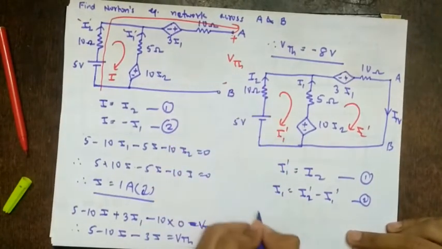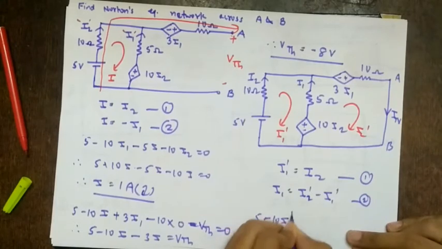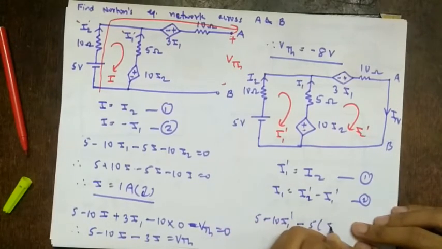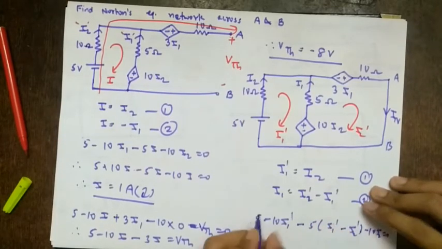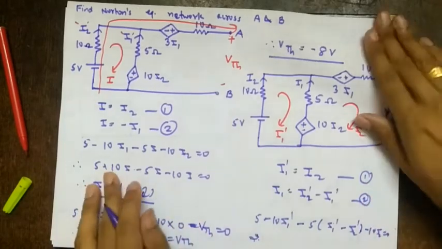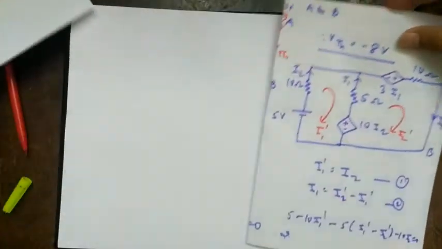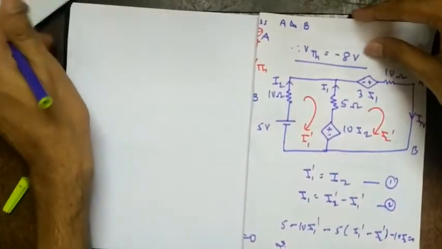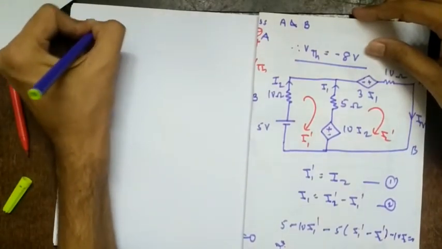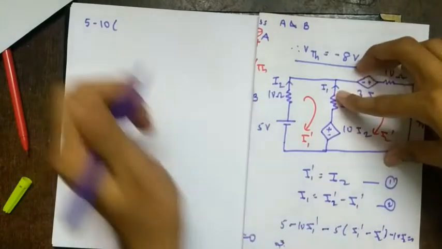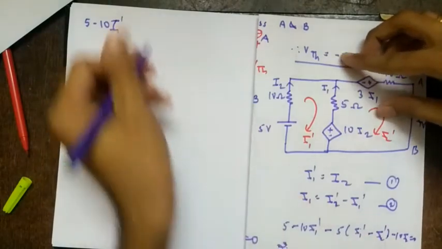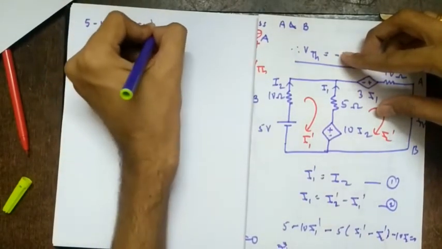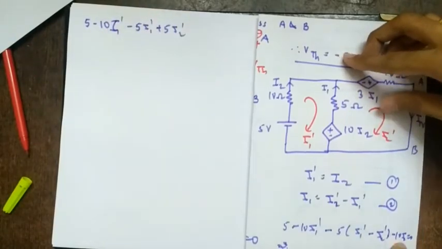So next we apply KVL to the first mesh. 5 minus 10 I1 prime minus 5 times (I1 prime minus I2 prime) minus 10 I2 equal to 0. Therefore 5 minus 10 I1 prime, I'll keep it like this, minus 5 times (I1 prime minus I2 prime), also I keep it like that. So minus 5 I1 prime plus 5 I2 prime, and this is minus 10 I2.